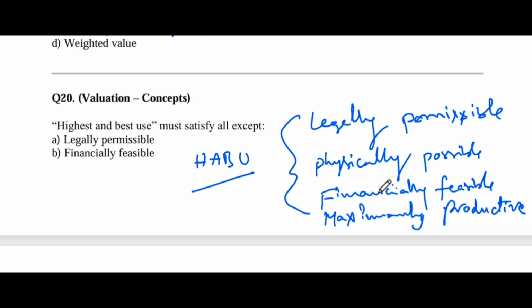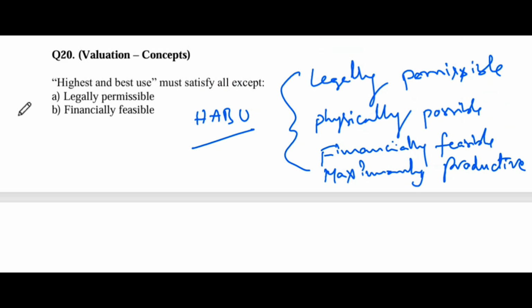Should have return on the investment, right? Covering costs and providing reasonable returns and all. And it should cover all the overheads and investments put on that property. And the fourth one is maximally productive. The use must yield the highest possible value or return on investment compared to other potential uses.